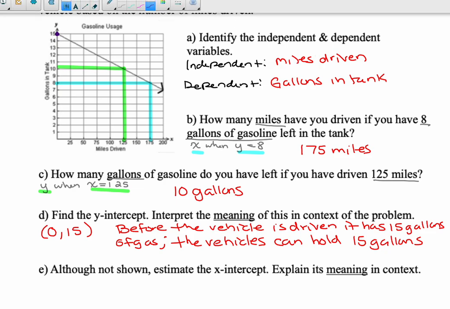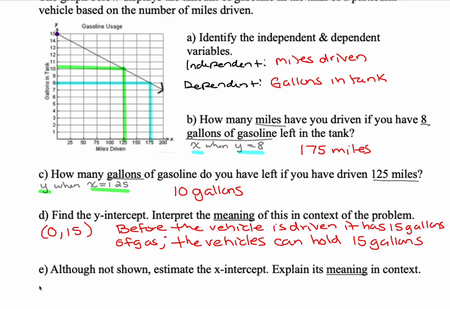So I'm going to write that down here. Since it is when y is 0, it's 375, 0. Now this is approximate because we're hoping that every 25 miles it uses 1 gallon of gas, but we know that cars can be slightly different. So we're going to explain its meaning. Again, this is 375 miles driven, and we have 0 gallons of gas.